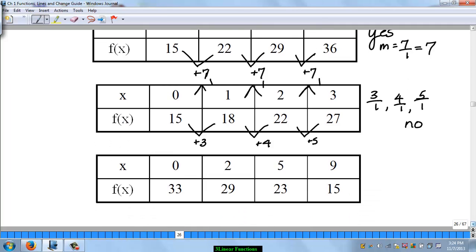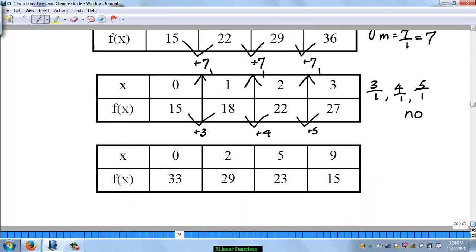Now, here's where the tricky part comes. Because this one, if I look at it really quickly, I say, okay, this is going up 2, this is going up 3, and this is going up 4. So there's my delta x's. And you can look right at it and say, no, it's not. Well, you've got to be careful, because when you look down here, I see this has dropped 4, dropped 6, and dropped 8. You're like, it's definitely not linear.